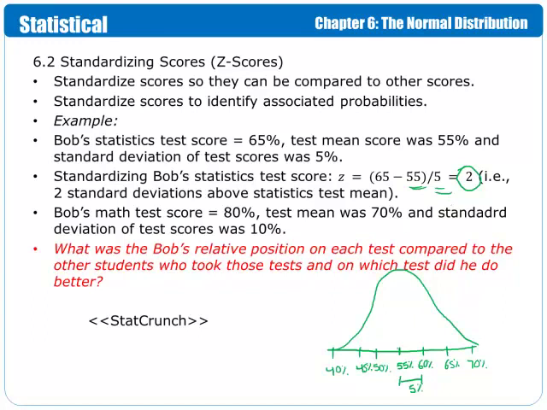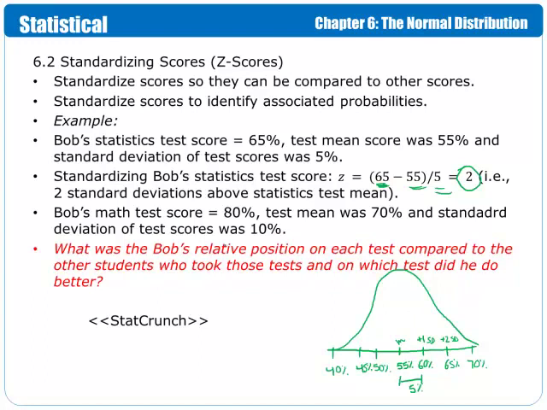If you look at our graph, you can see that that's actually true because we have the mean right here in the middle, and then we have plus 1 standard deviation here, and then plus 2 standard deviations here. Well, that plus 2 standard deviations is associated with 65%, which is what Bob got on his statistics test. So you can see that his statistics test score is 2 standard deviations above the mean of 55%.